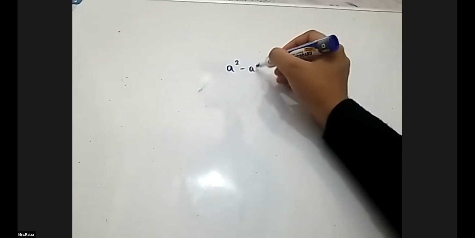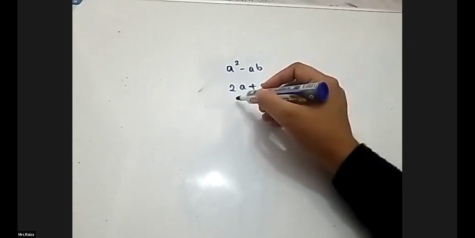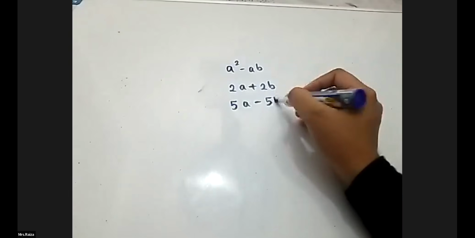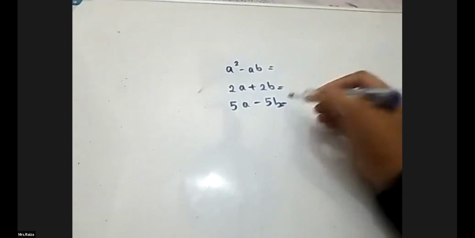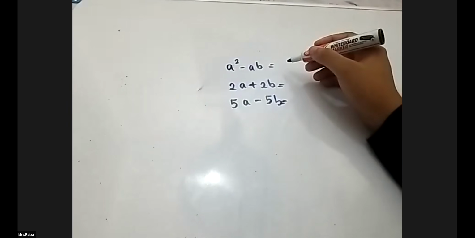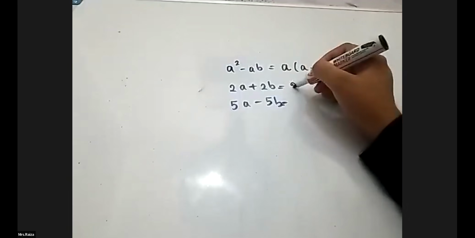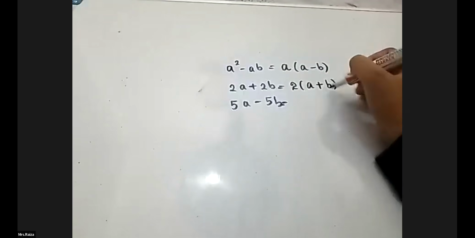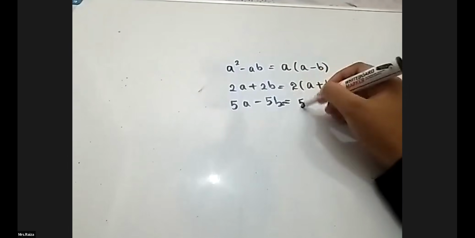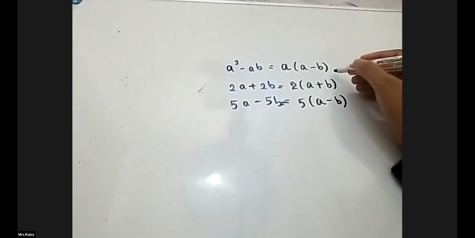a squared minus ab, 2a plus 2b, 5a minus 5b. If I ask you to find the LCM of these binomial expressions, how do you do it? Look at the board. First, you have to get the common factor out. Listen carefully. a into a minus b. Here the common factor is 2, a plus b. Here the common factor is 5, a minus b.